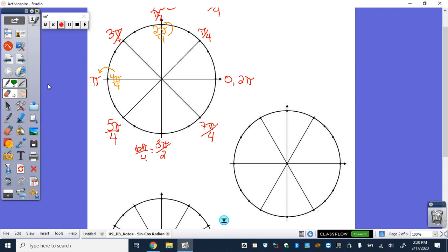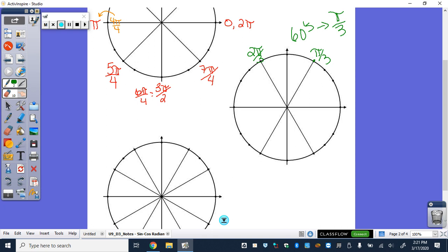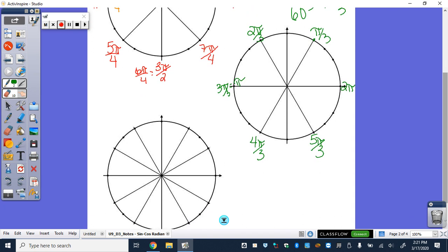So now this next one, because of where it is, these are the 60s, which in radian measure is pi over 3. So that's 1 pi over 3. This is 2 pi over 3. This would be 3 pi over 3, which reduces to pi. 4 pi over 3. 5 pi over 3. And then our 6 pi over 3, which would be 2 pi. So those are the 60s in radian measure.